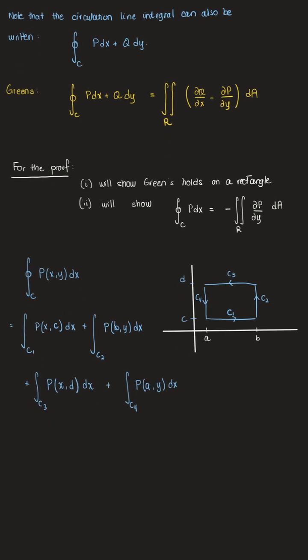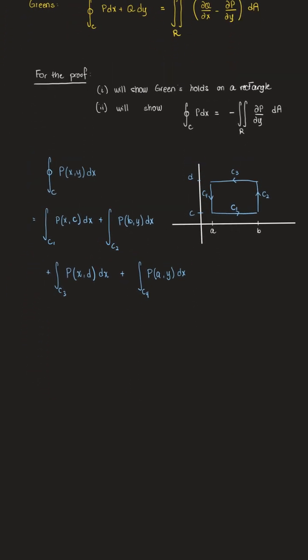But one thing we should note here, I keep stressing this, is that along C2 and C4, there is no change in x. So dx along C4 and dx along C2 are 0, which means that this integral and this integral have values of 0, and they will not be part of our sum. And so the left-hand side, the line integral, now has become the integral along C1 of P, where x is changing and y is fixed at c, dx, plus the integral along C3, the top, P, where y is fixed at d.